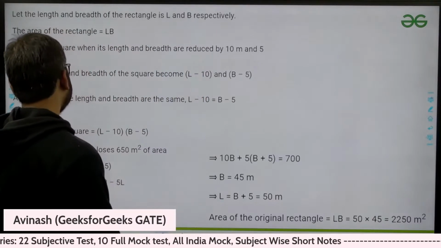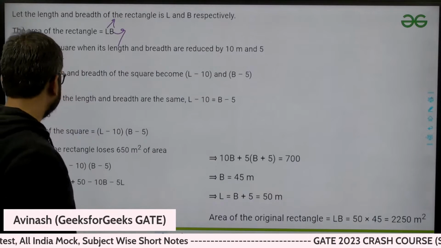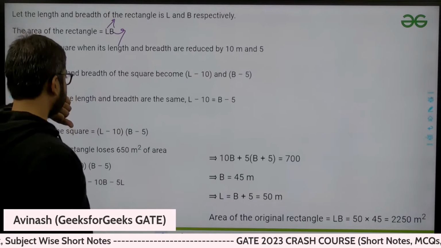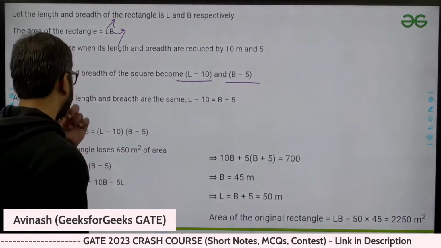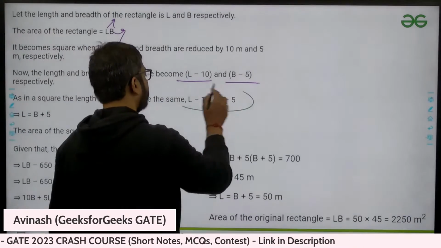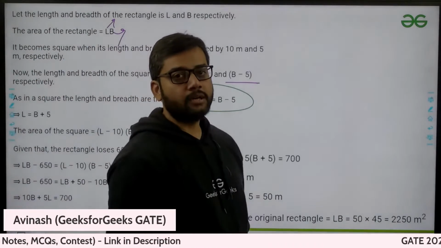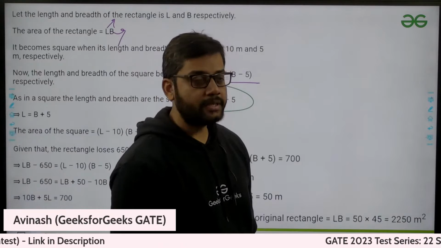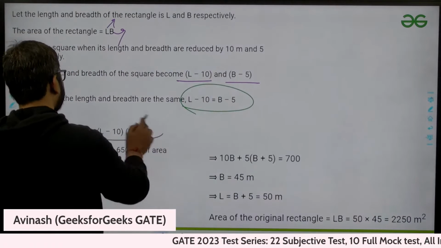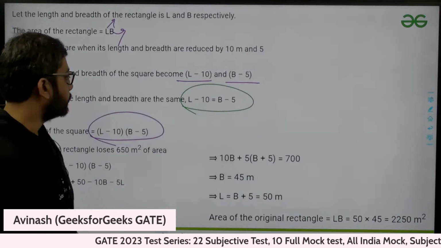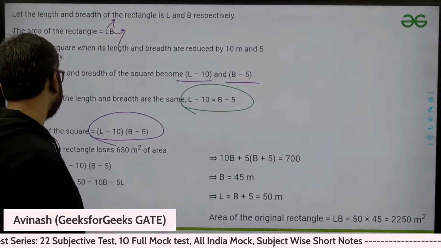Look, initially suppose length is equal to L and width is equal to B. Now for the square, L minus 10 and B minus 5. Okay, and for the square these things should be equal, because in a square there is a property that all sides are equal. Did you understand up to here? Okay. Now the area of the square is equal to what? The area of the square is side squared, because these both are equal, so side squared. We have just found this, okay?